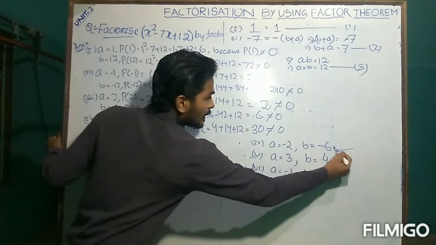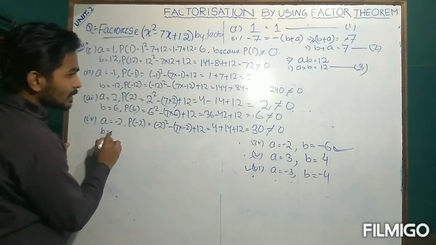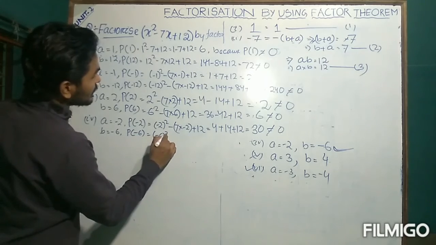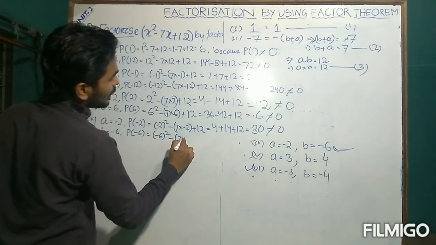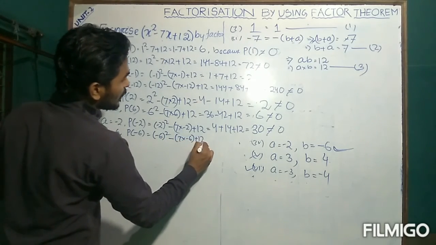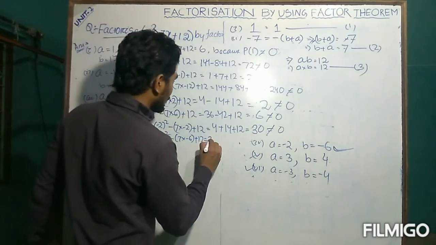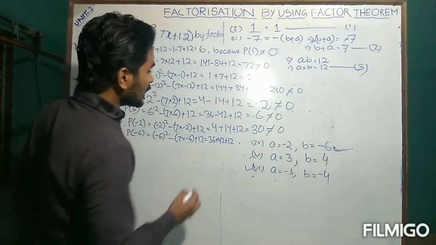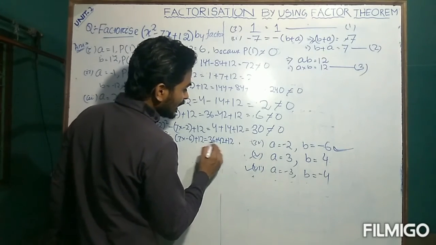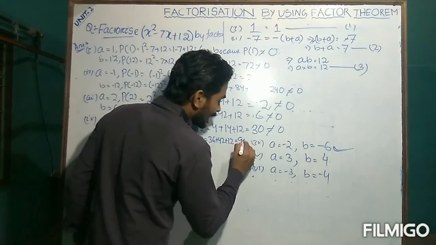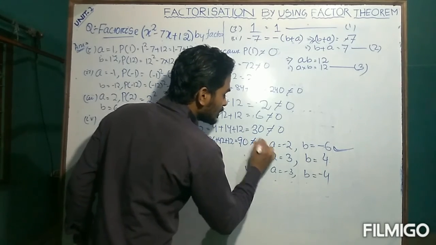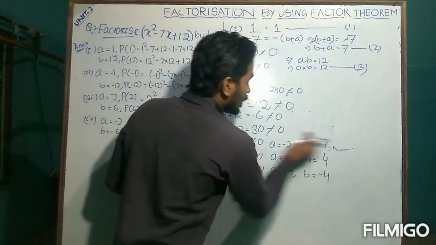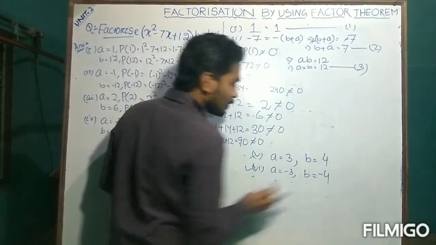Now let us check for b is equal to minus 6. So b is equal to minus 6. P of minus 6 is equal to minus 6 square minus 7 into minus 6 plus 12 is equal to minus 6 square is 36 plus 42 plus 12. It is equal to 40, 30, 70, 80 is equal to 90. Hence it is also not equal to 0. That means b is equal to minus 6 is also not a 0 of the polynomial. So assumption 4 also doesn't hold good.